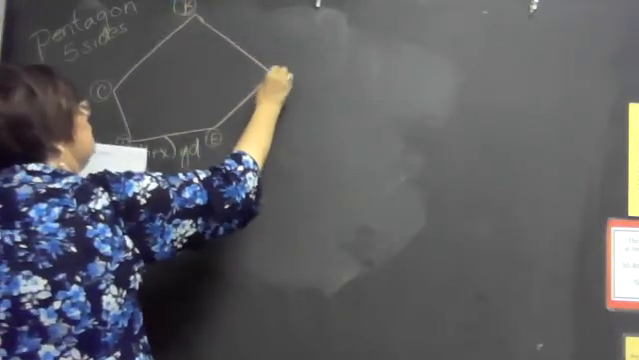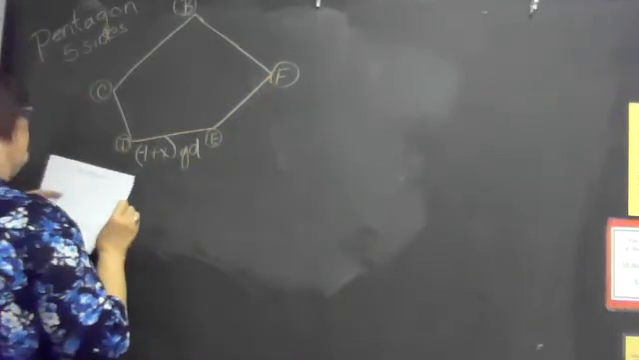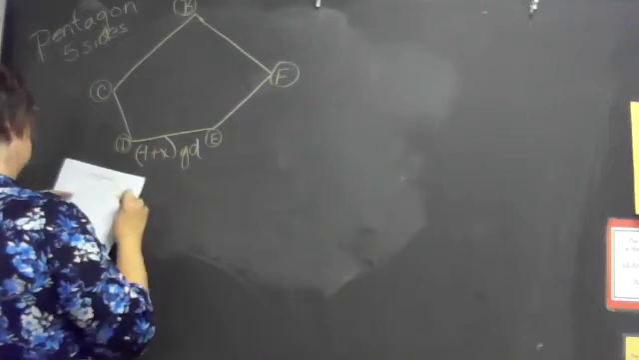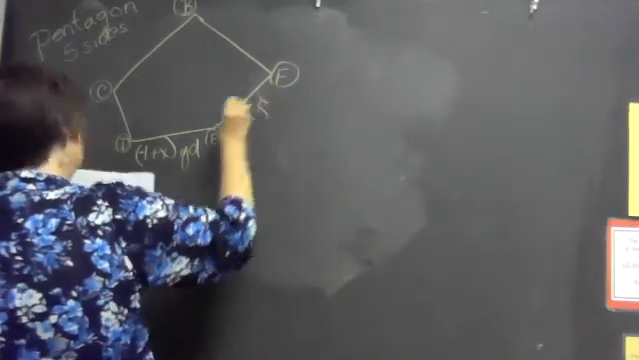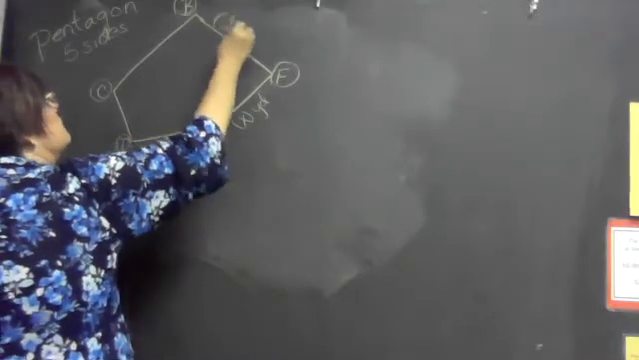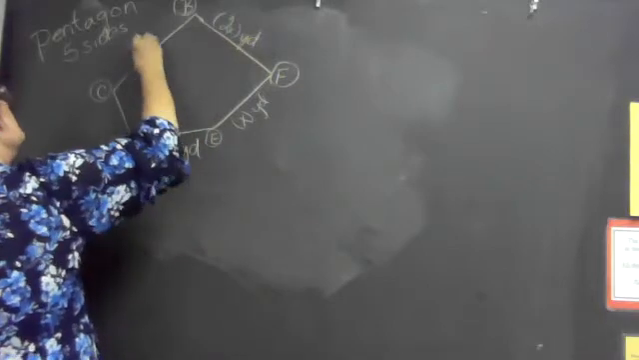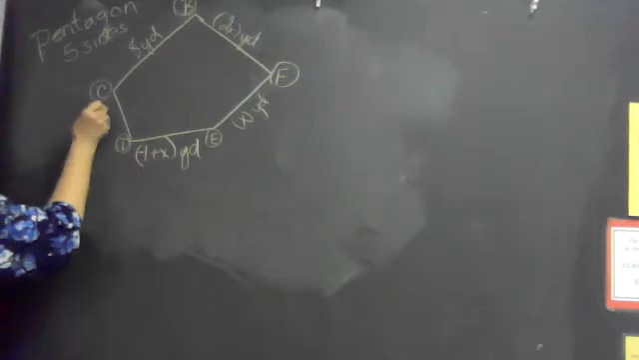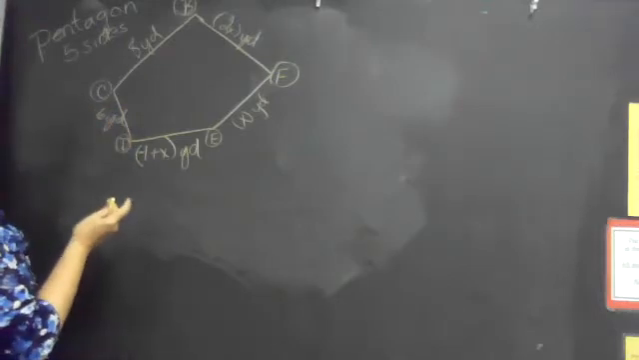And this is F. B, C, D, E, F. Okay. So DE is this, and then we have X yards, and this one is 2X yards. This one is 8 yards, and this side is 6 yards. Okay, and they want the perimeter.